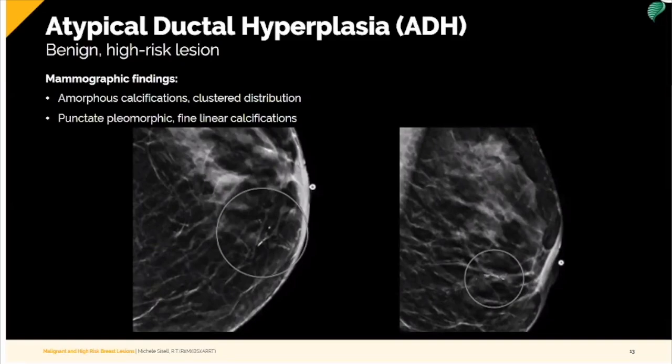Mammographic findings of ADH are usually found incidentally. It can be associated with calcifications described as amorphous and with a clustered or grouped distribution. It can also be found with punctate or pleomorphic fine linear calcifications, such as the ones that you are seeing in this image.